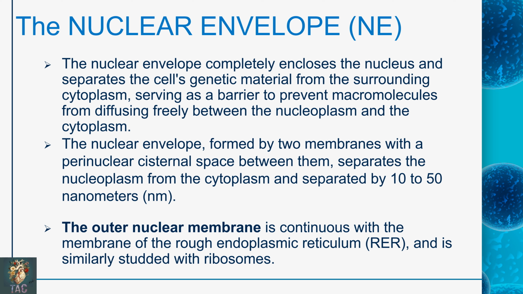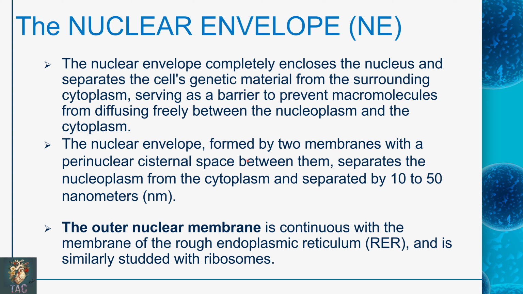So what is the nuclear envelope? The nuclear envelope completely encloses the nucleus and separates the cell's genetic material from the surrounding cytoplasm, serving as a barrier to prevent macromolecules from diffusing freely between nucleoplasm and cytoplasm. So very important, the nuclear envelope is responsible for compartmentalization. It separates the genetic material inside the nucleus from the cytoplasm, and it also allows the movement of certain molecules and restricts other molecules. So the nuclear envelope acts with selective permeability for different macromolecules.